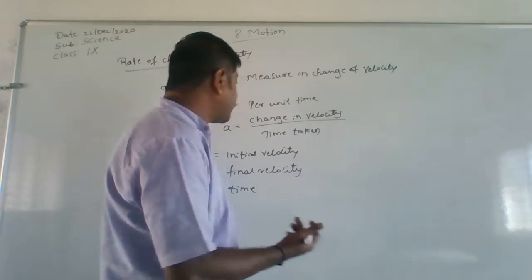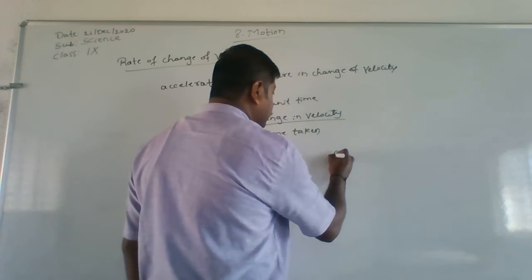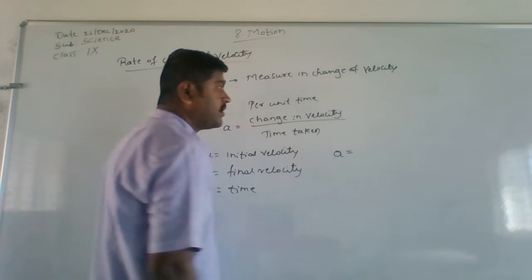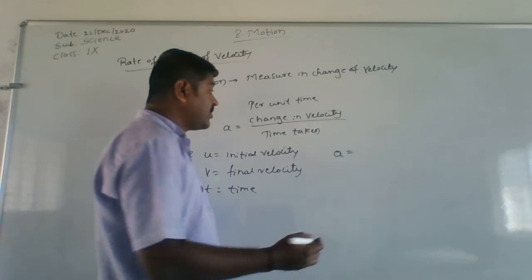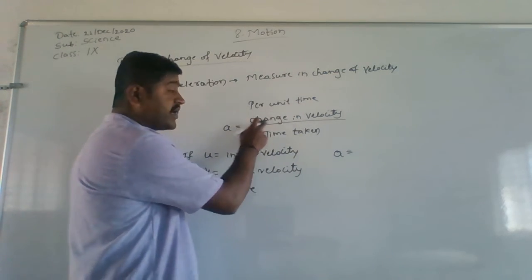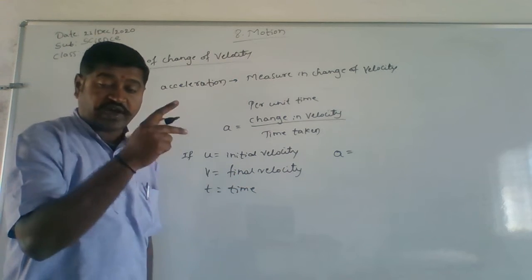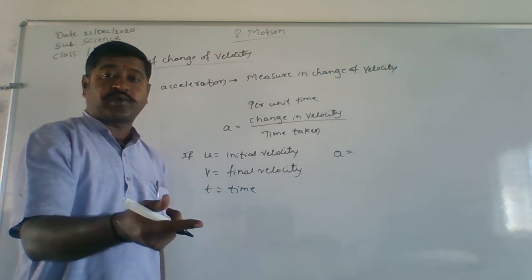What can we write this acceleration a as? We can write it as a is equal to the change in velocity, so final velocity minus initial velocity.